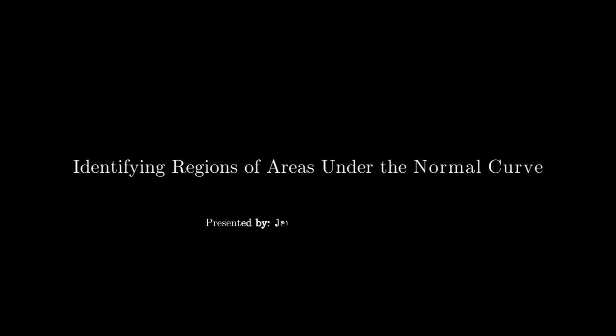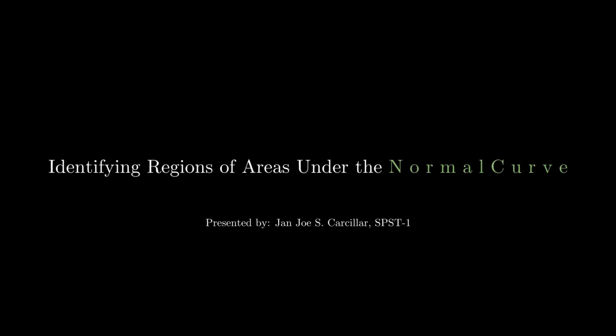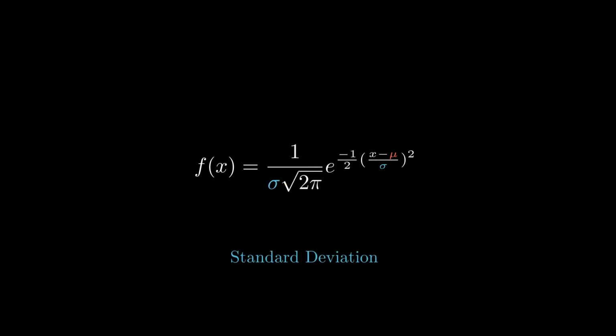Hi, this time we're going to learn how to identify regions of areas under the normal curve. In the previous lesson, we've been acquainted with what the normal curve is, and we've also been introduced to the z-values or z-scores. To start this discussion, we're going to recall some of the previous concepts that we can utilize now, including this equation which shapes the normal distribution according to the mean and according to the standard deviation.